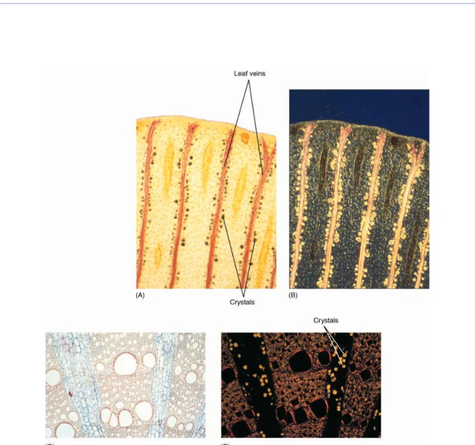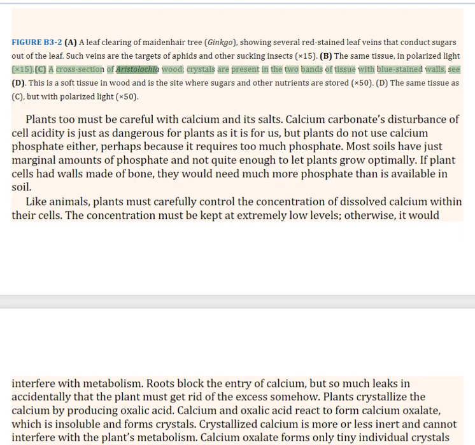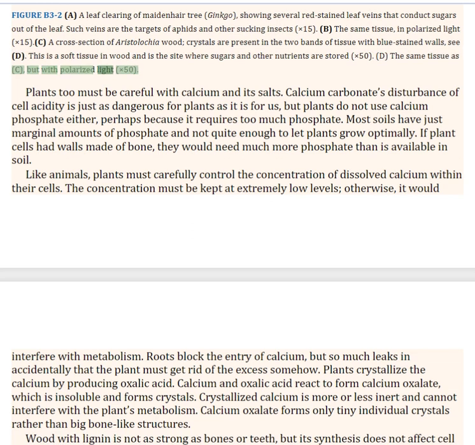Figure B3-2: A leaf clearing of maidenhair tree, showing several red-stained leaf veins that conduct sugars out of the leaf. Such veins are the targets of aphids and other sucking insects. The same tissue, in polarized light. A cross-section of Aristolochia wood; crystals are present in the two bands of tissue with blue-stained walls. This is a soft tissue in wood and is the site where sugars and other nutrients are stored. The same tissue, but with polarized light.